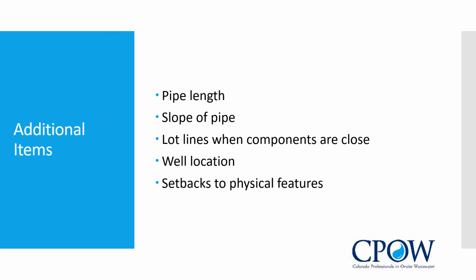These items are not required by regulation, but are good to include for additional information to make the record drawing more complete and useful in the future, such as pipe length, slope of pipe, lot lines when components or setbacks are close, well location, and any measured setbacks to physical features.